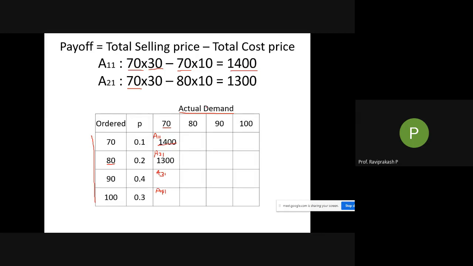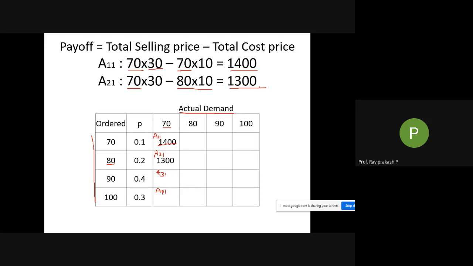So here my actual demand is 70, but I am bringing 80 dozens. I think there might be a requirement of 80 dozens, but in this case I am having only 70 dozens of demand. So I can sell only 70 dozens, right? So selling is 70 into 30, but what I am buying is 80 dozens, so it is 80 into 10. When I calculate this, I am getting 13,000.